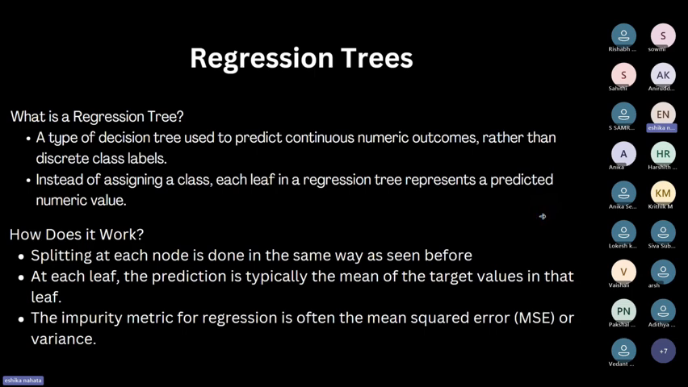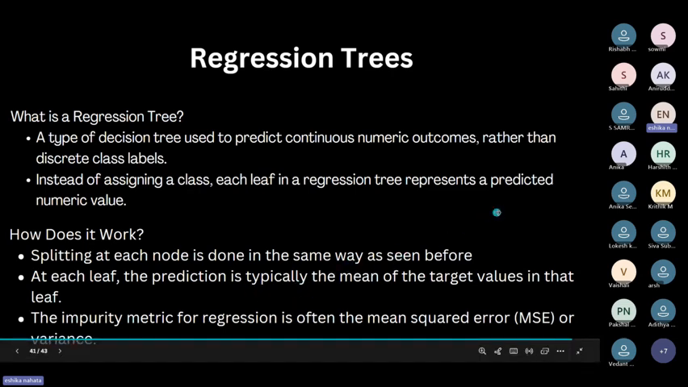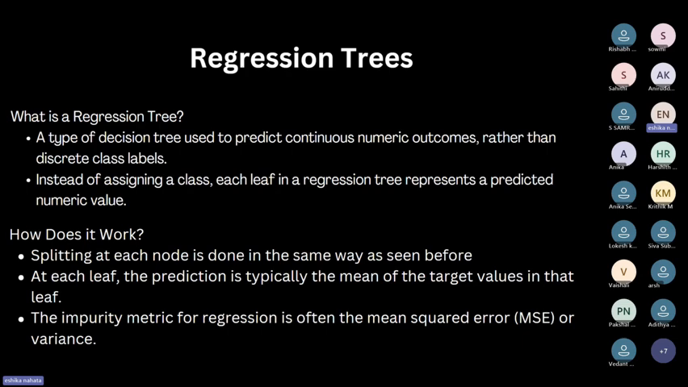So I just wanted to give a brief introduction to regression trees. It is very similar to classification trees in the sense that you're building the nodes in a similar way. This is used to predict continuous numeric outcomes rather than discrete class labels like in classification trees. Instead of assigning a class, you predict a numeric value. The splitting is done in the same way, like we saw in that age feature, but the prediction ends up being the mean of all the values that end up at that node, the mean of the target values.